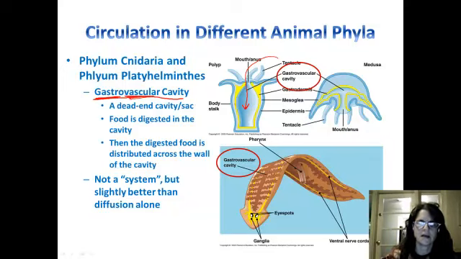Food's digested here, but it is also distributed once it's digested across the body wall, and the same goes here. It's just that the gastrovascular cavity has got a little bit more complexity in that it branches, whereas this one does not. It's not really a system, so to speak, but it's better at distributing nutrients than diffusion all by itself. So the gastrovascular cavity is a little step up, not a big step up, and it's found in the jellyfish and the flatworms. Okay?